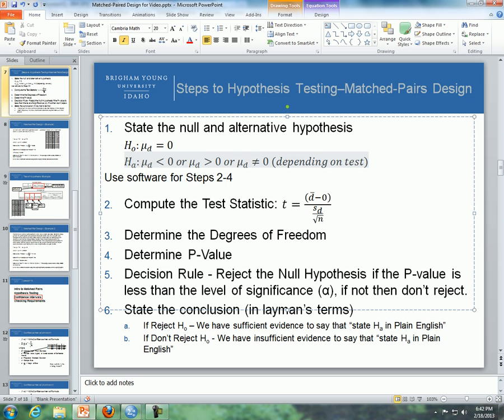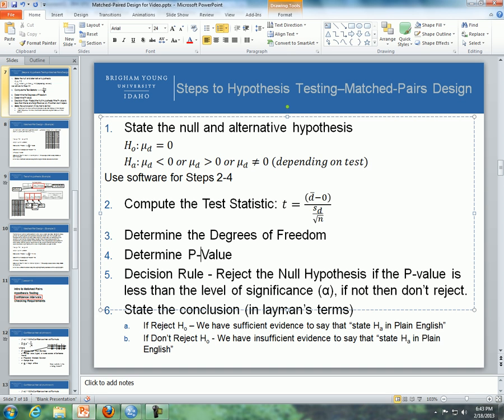Step 2, degrees of freedom. Step 3, p-value. Step 4. Steps 5 and 6 should be awfully familiar to you because it's no different than what we've done before. So the decision rule for step 5 is reject the null if the p-value is less than the level of significance, and then if it's not, then we don't reject. And then we state our conclusions, which is no different than what we've done before.